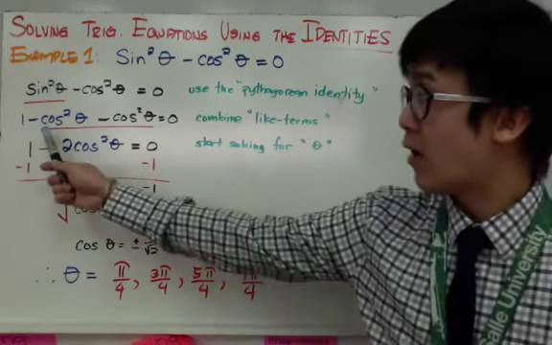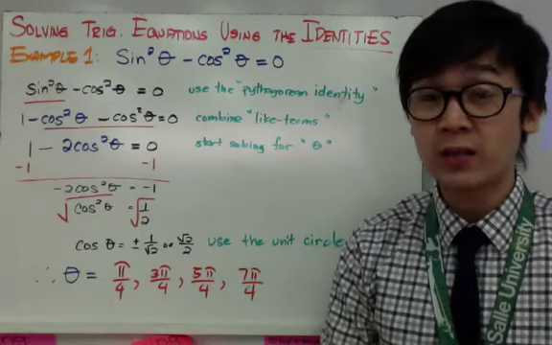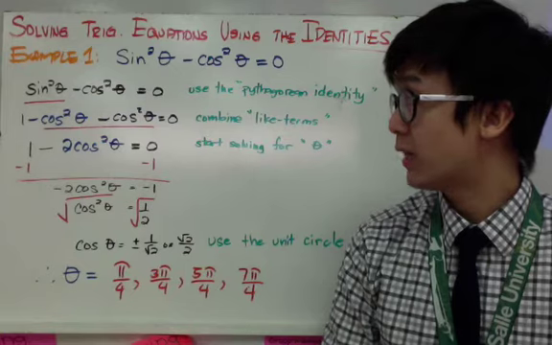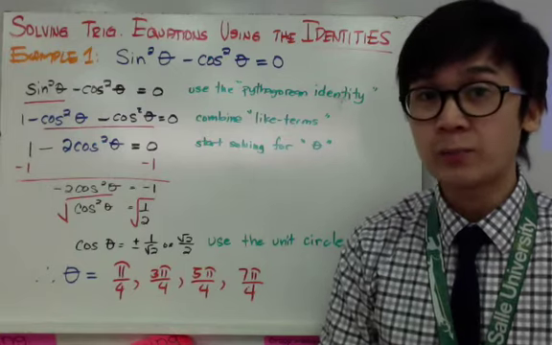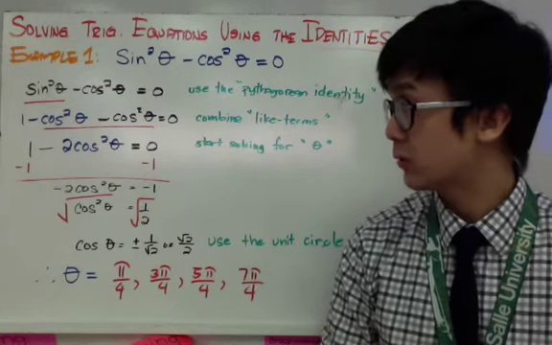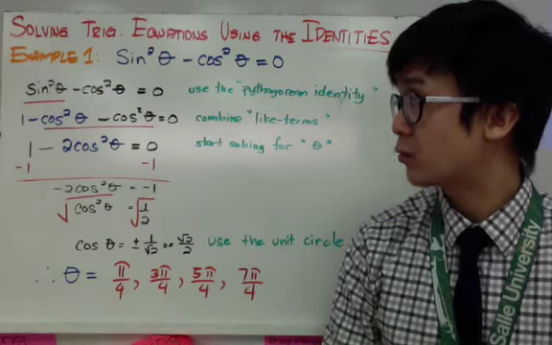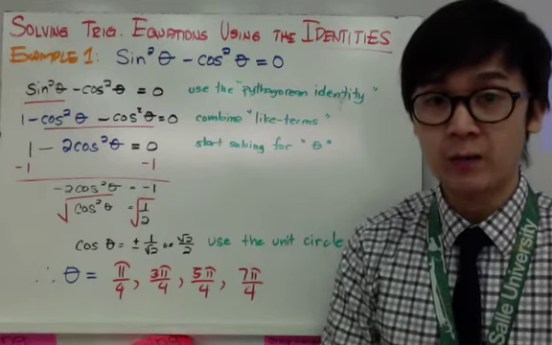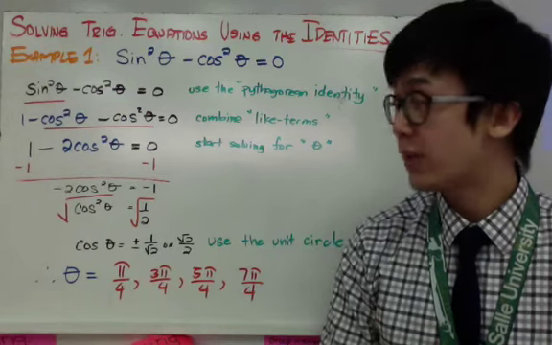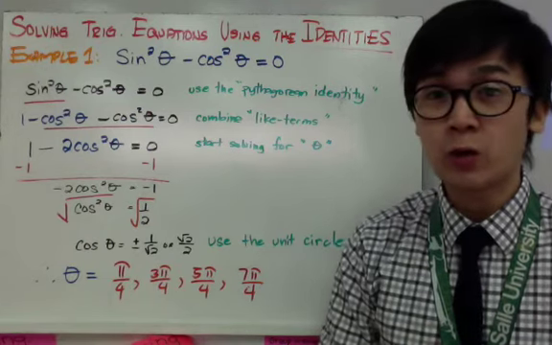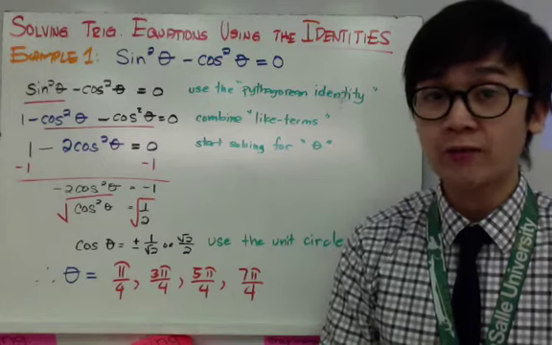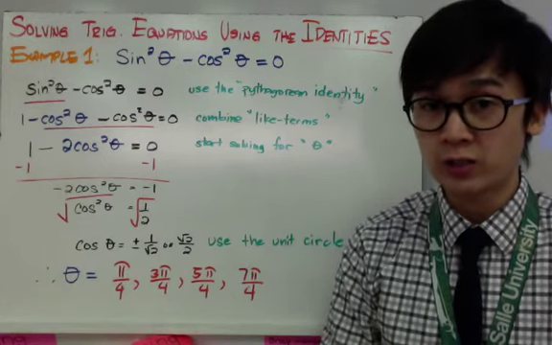Now I have my new equation with the new identity: 1 minus cosine squared theta minus cosine squared theta equal to 0. I can now simplify my equation by combining like terms. I combined cosine squared theta, so now I have 1 minus 2 cosine squared theta equal to 0. And for solving for x or for theta, all I need to do is to have cosine theta by itself. So that is your goal, to have your trig function by itself.